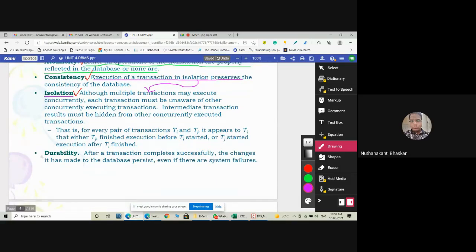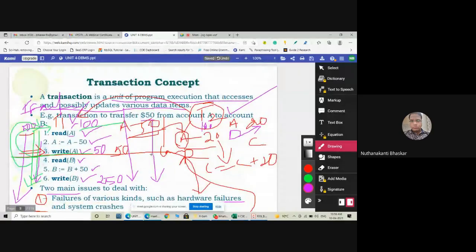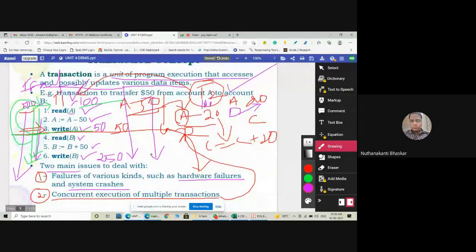The final one is durability, a very important one. Durability says that whatever value is there before the transaction, after the transaction the value must be the same, so that the transaction is called a durable transaction. Definition is clear? Before the transaction, whatever value is there, after the transaction the same value must be there. That transaction is called a durable transaction. Clear the definition? Yes. I will tell you an example.